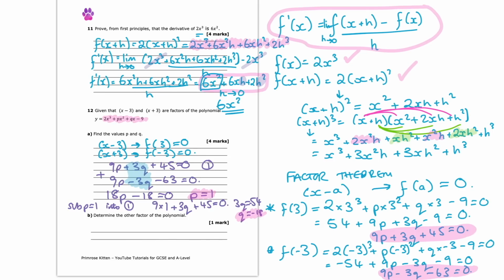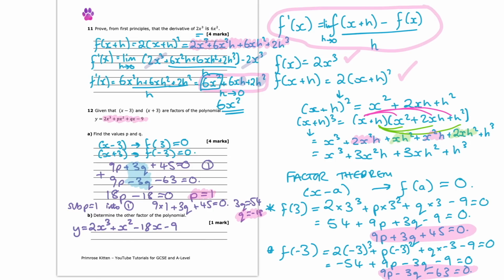Then, for 1 mark at the end here, they want us to work out one other factor of the polynomial. So first things first, I would rewrite it using p equals 1 and q equals minus 18. So I'm going to know that I've got 2x cubed plus px squared, so just x squared because p is 1, and then plus qx, which is just going to be minus 18x minus 9.